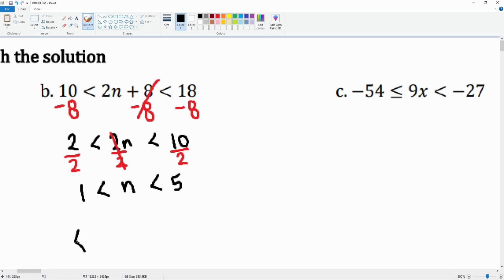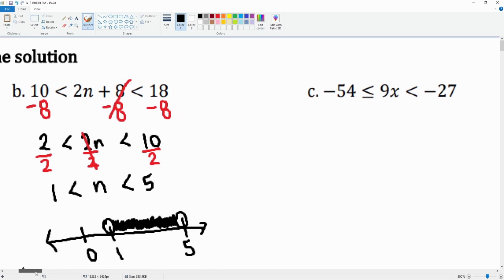Let's draw the number line here. So we need 0, 1, and 5. They're both open here. n is less than 5, so we go all the way to the left. And n is greater than 1, so we go to the right. They combine. This is how an AND inequality would look.